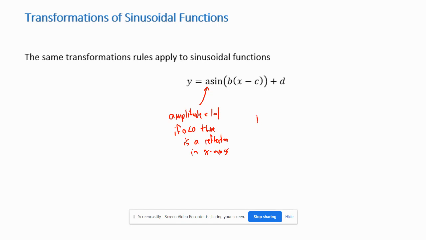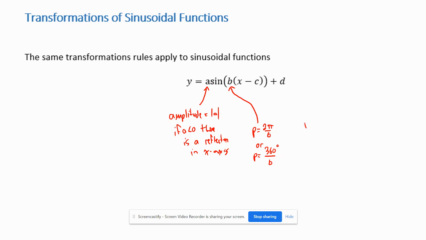What this b value does is we know that the b value has to do with the horizontal stretch of the function, which is going to give you a horizontal stretch by a factor of 1 over b. So the period equals 2 pi over b, and that's the length of one cycle, or if we're in degrees, it's going to be 360 degrees over b. So depending on whether the units are in radians or degrees, this is the formula we use to figure out our period.